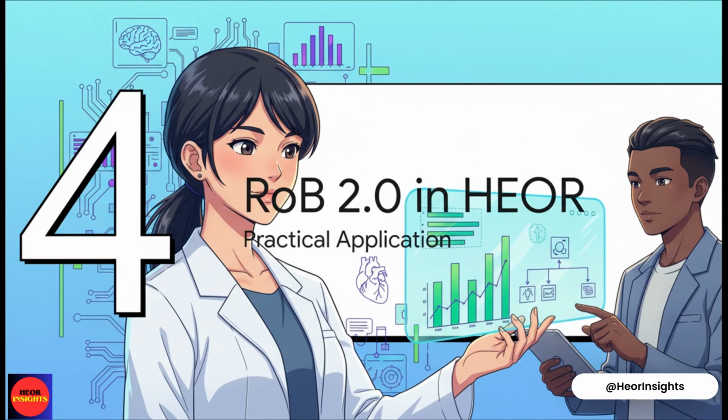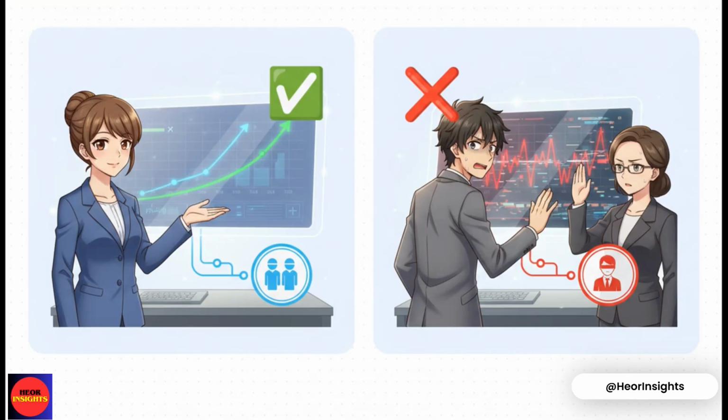Let's move to Section 4, ROB 2.0 and HEOR practice. Let's look at 2 scenarios. On one hand, you have an ideal trial. It's double-blind, placebo-controlled, and it's measuring an objective outcome, like stroke incidence. This is very likely going to be judged low risk, and that data is perfect for the main analysis in an economic model.